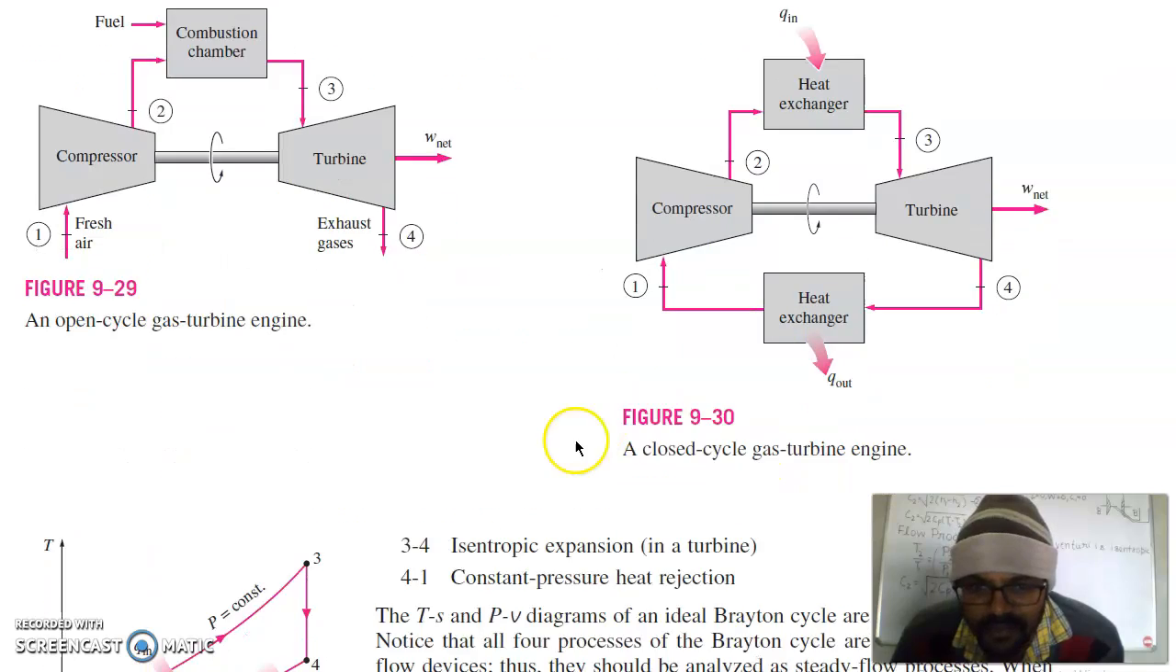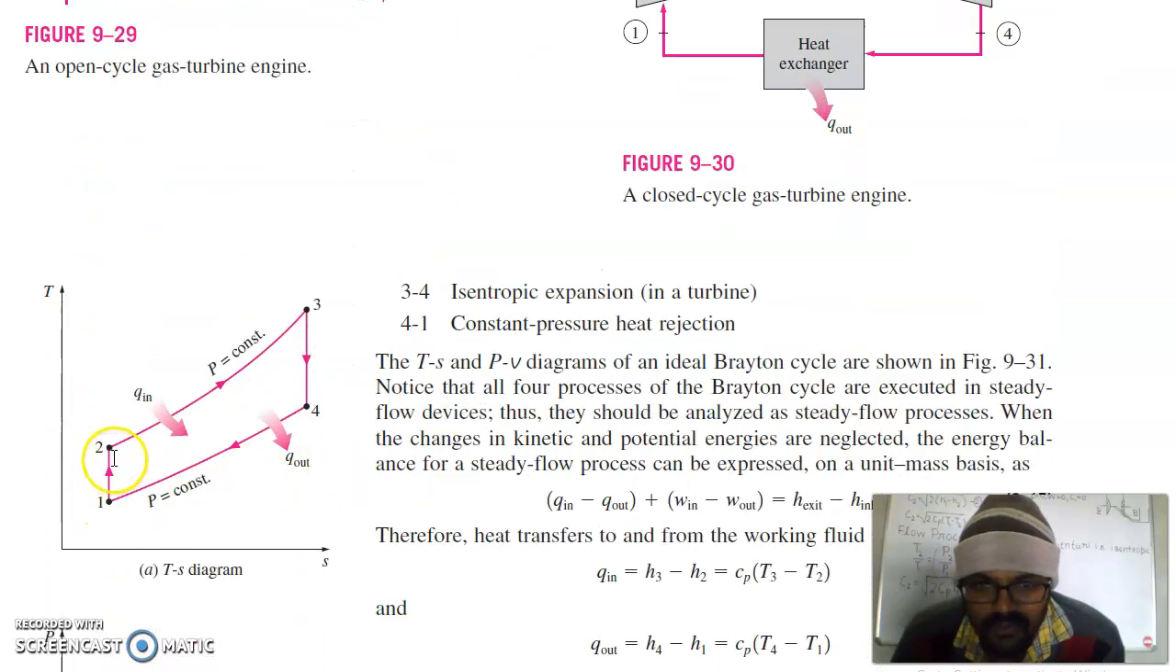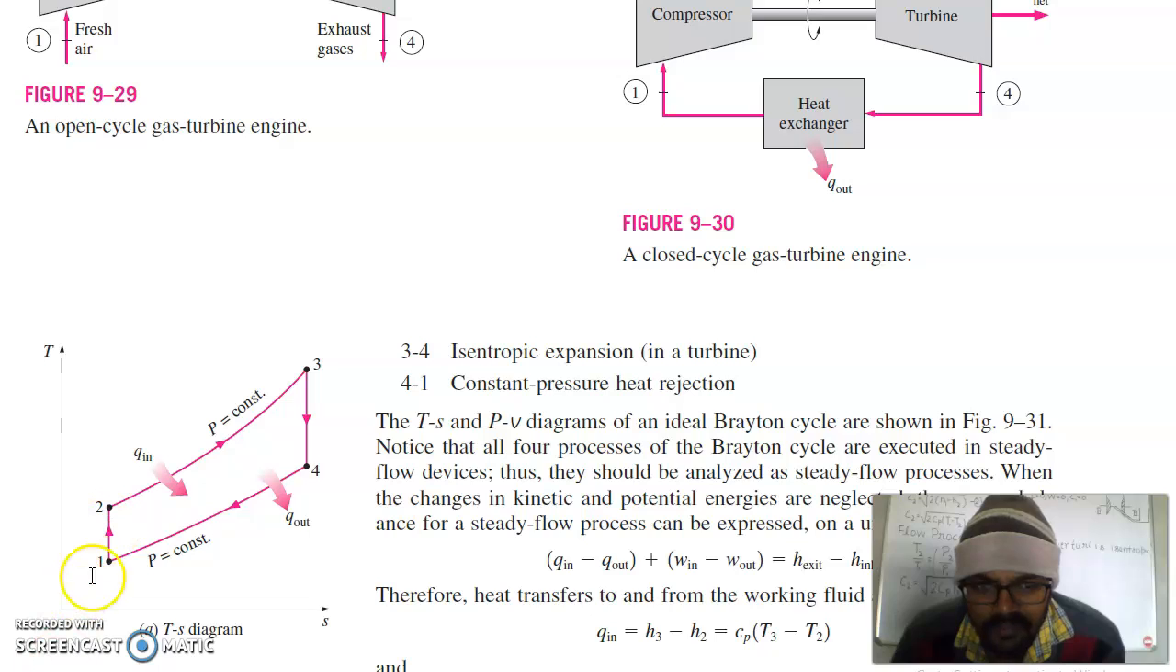So there are a total of 4 processes. 1 to 2 is your isentropic compression, 2 to 3 is your constant pressure heat addition, 3 to 4 is isentropic expansion, and 4 to 1 is constant pressure heat rejection. The T-s and P-v diagrams for the ideal Brayton cycle are shown in the figure.